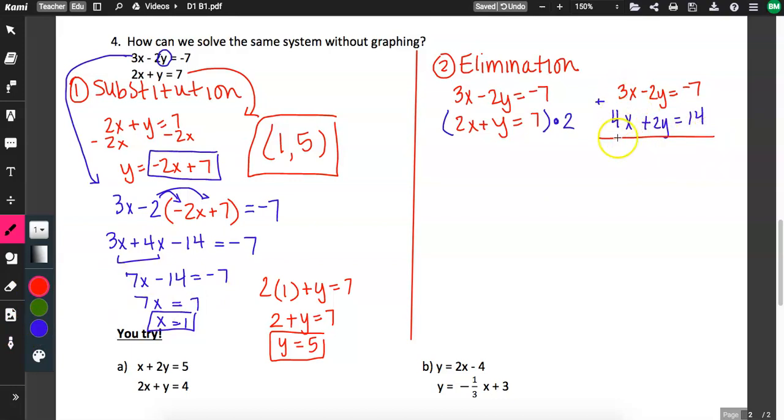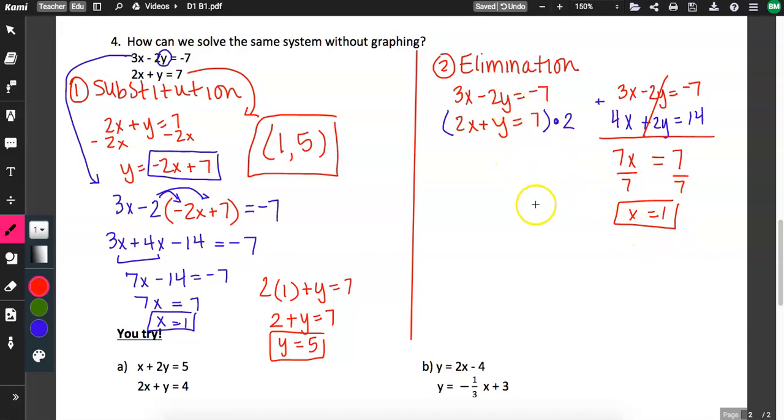So 3x plus 4x becomes 7x. Negative 2y plus 2y, those cancel out. Negative 7 plus 14 is 7. Therefore, x equals 1. So this is already a lot easier than the last method. I still have to plug this back in.